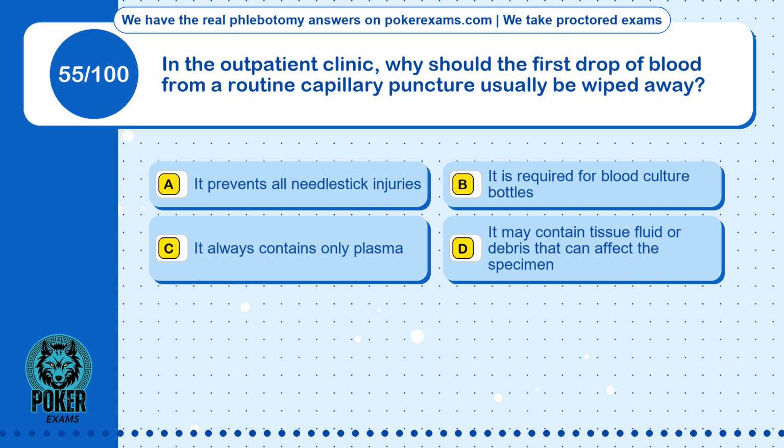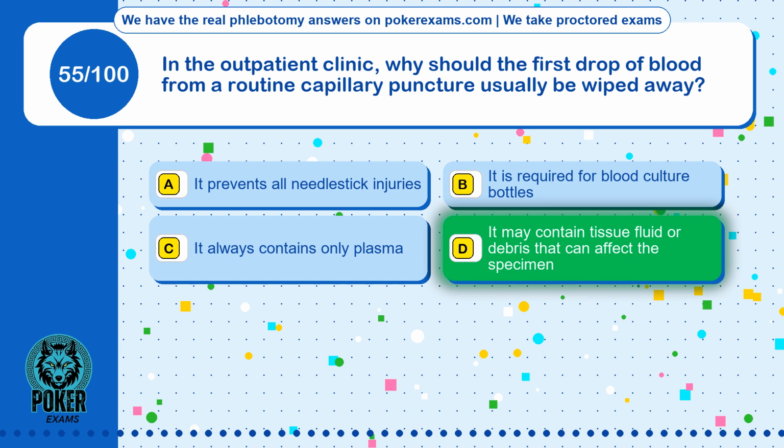Question 55. In the outpatient clinic, why should the first drop of blood from a routine capillary puncture usually be wiped away? Option A. It prevents all needle stick injuries. Option B. It is required for blood culture bottles. Option C. It always contains only plasma. Option D. It may contain tissue fluid or debris that can affect the specimen.